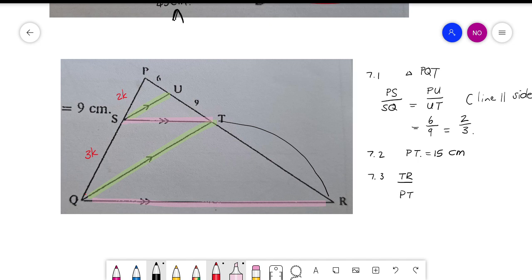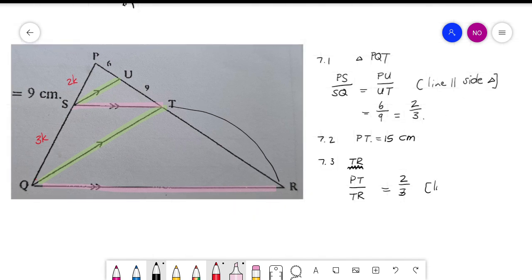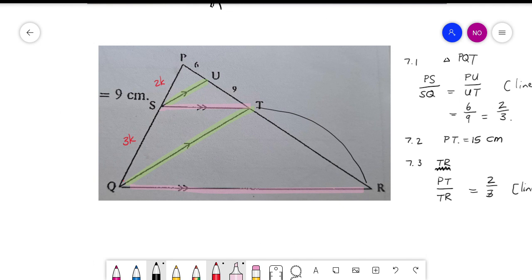PT over TR, that can be confusing, is equal to 2 over 3, right? Like this, 2 over 3. It's actually easy if you put the one that you want at the top.